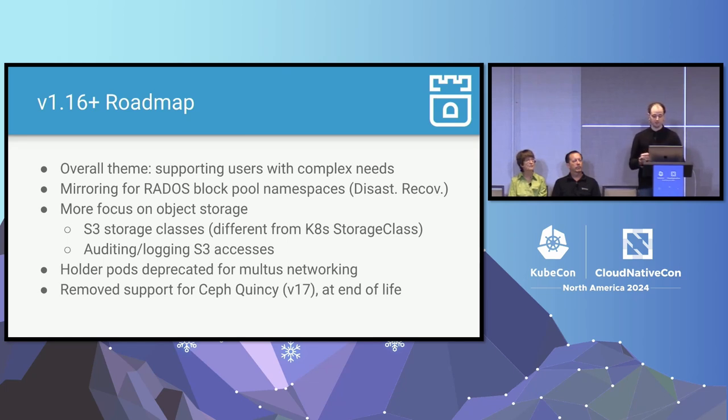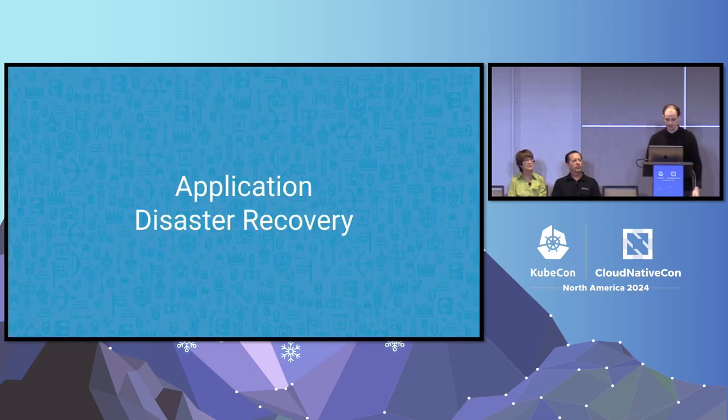Two of the many things going on with object storage are support for S3 storage classes. Those are distinct from Kubernetes storage classes, so don't get tripped up there like we all do. And also adding more auditing and logging for S3 accesses, so as administrators, you can keep track of what users are doing with S3. The holder pods I mentioned will be fully deprecated, probably with 1.16. And also Ceph's two releases back, V17 Quincy, is nearing the end of its life, so we'll be stopping support for that.